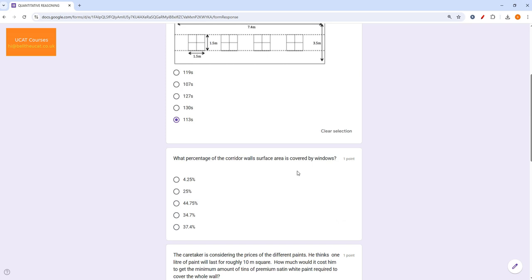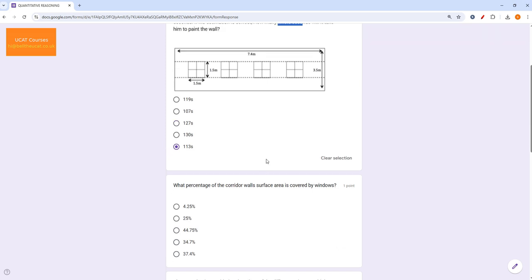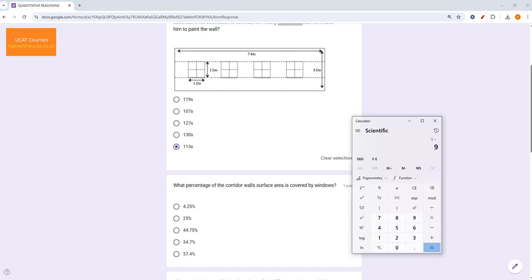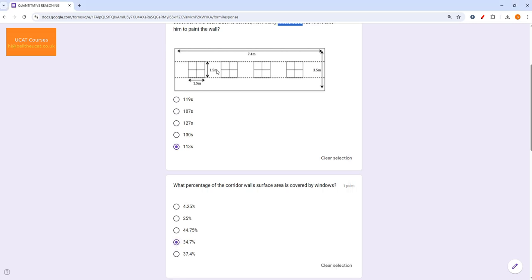Right, okay, moving on. What percentage of the corridor wall surface area is covered by windows? How many windows? 4. 1.5 times 1.5, 2.25 times 4, 9. 9 was the windows. How much was the total area of the wall? If I remember, 25.9, 34.7. Easy, because each window was 2.25 times 4, 9.